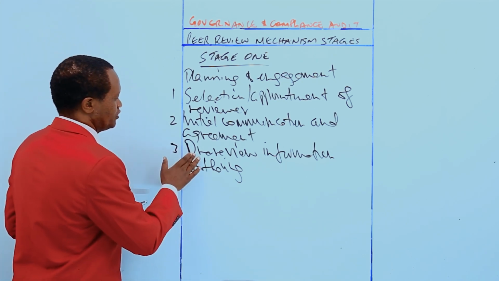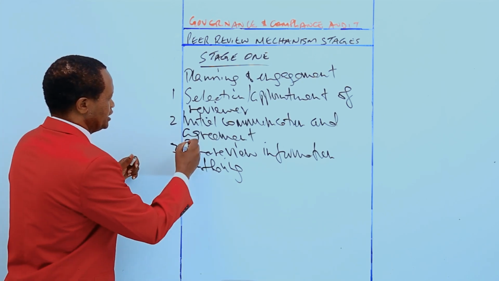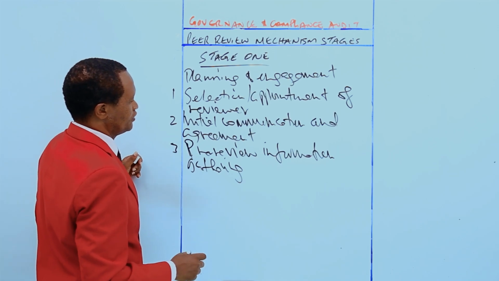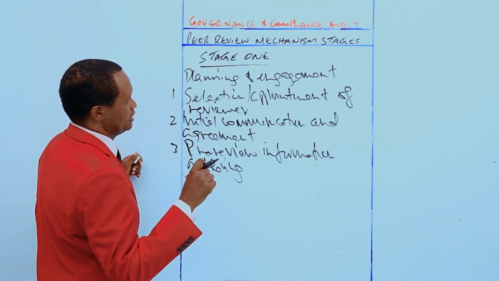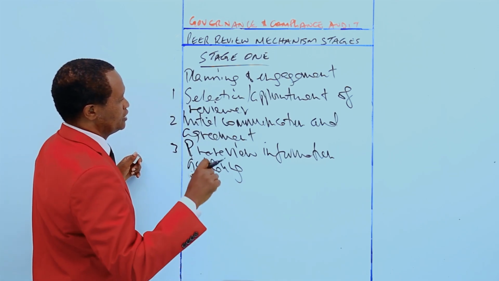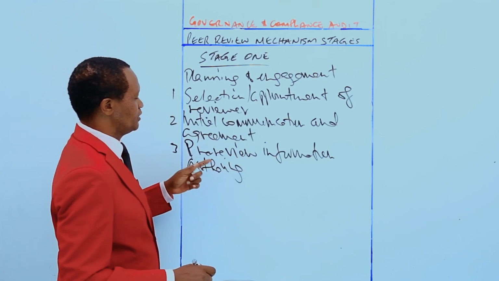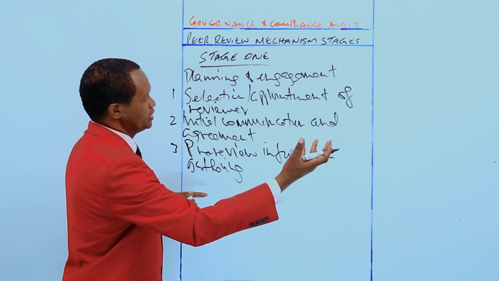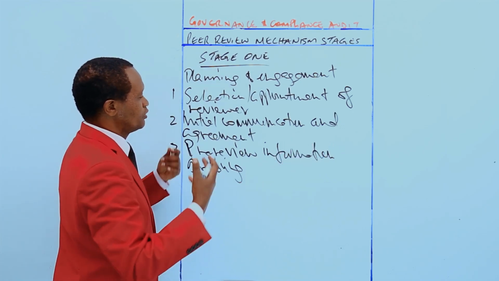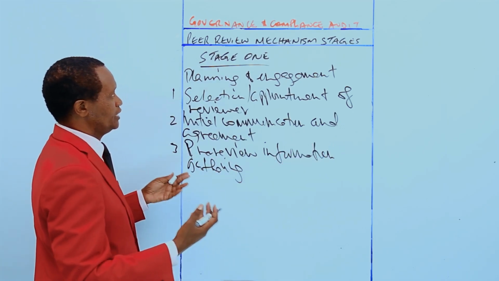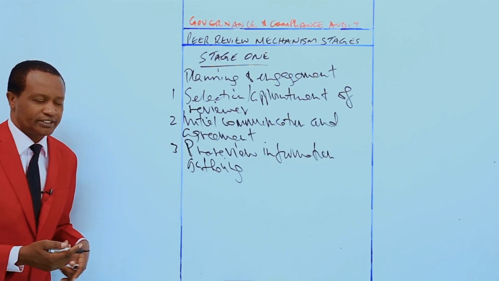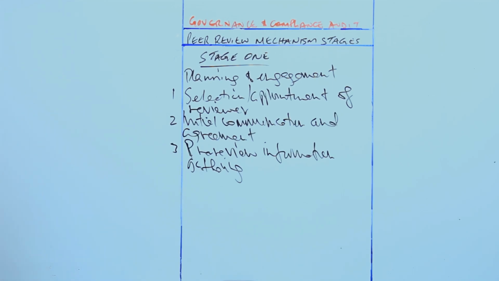Pre-fieldwork analysis. Before the reviewer gets into the field, before the reviewer initially commences the review, that information must be provided. What we are calling pre-review information gathering, where the firm that is being reviewed provides information to the peer reviewer. That's step number 3, pre-review information gathering.